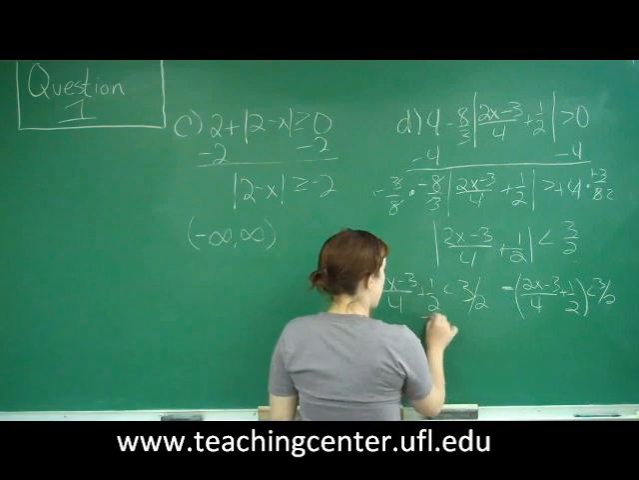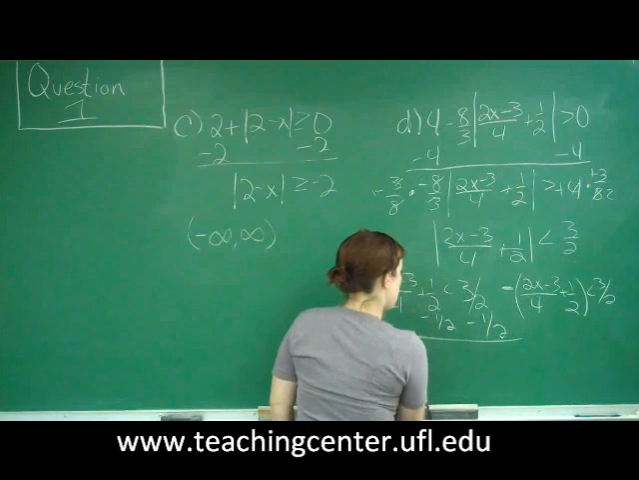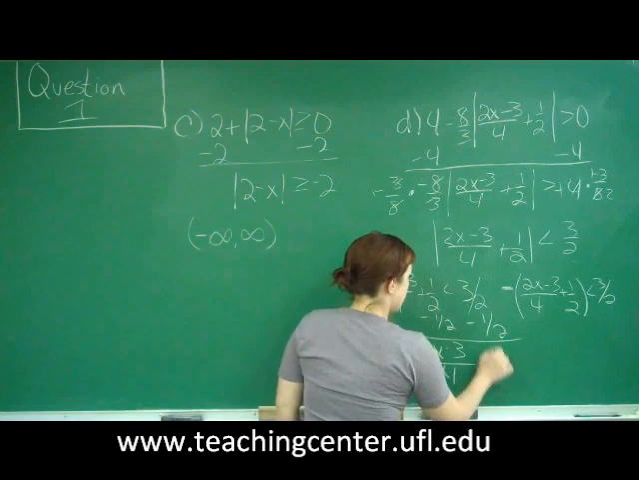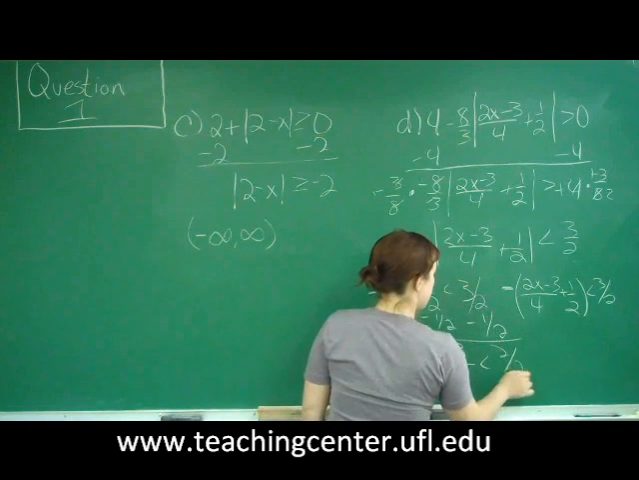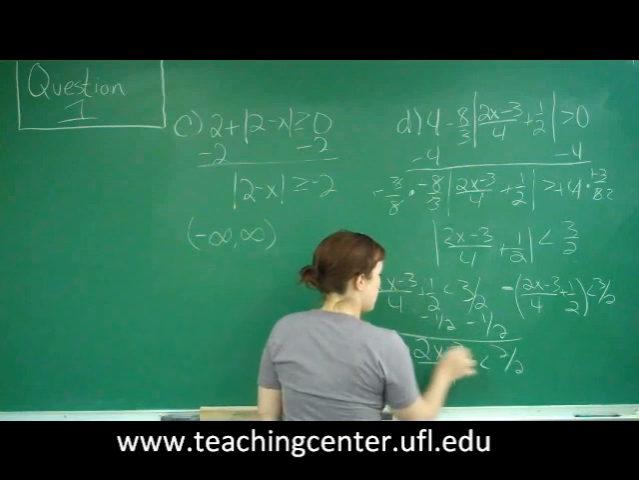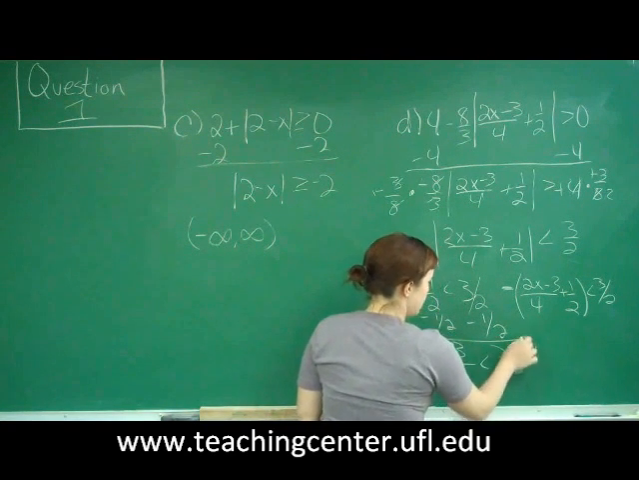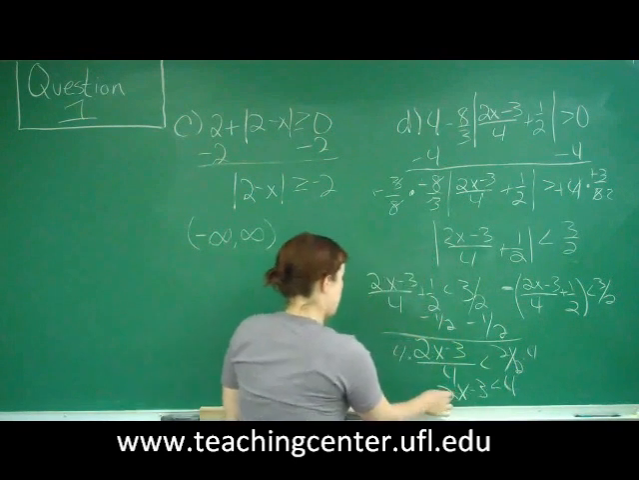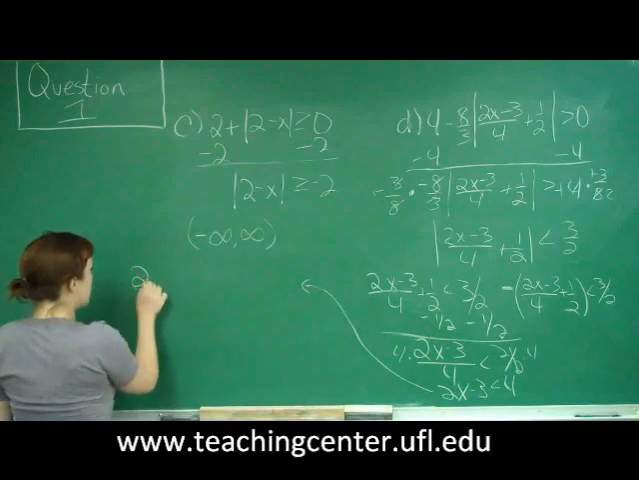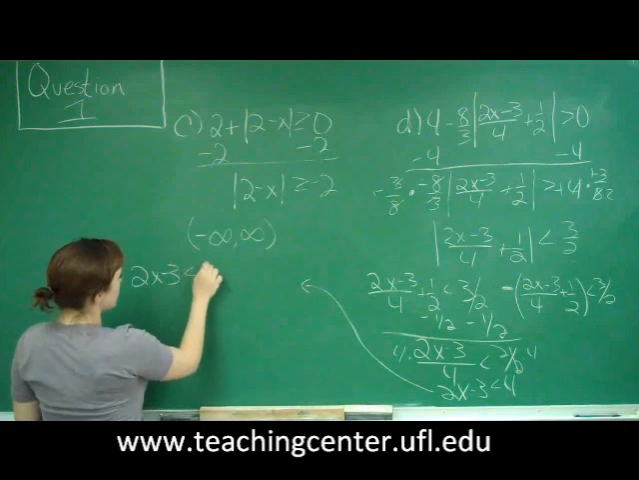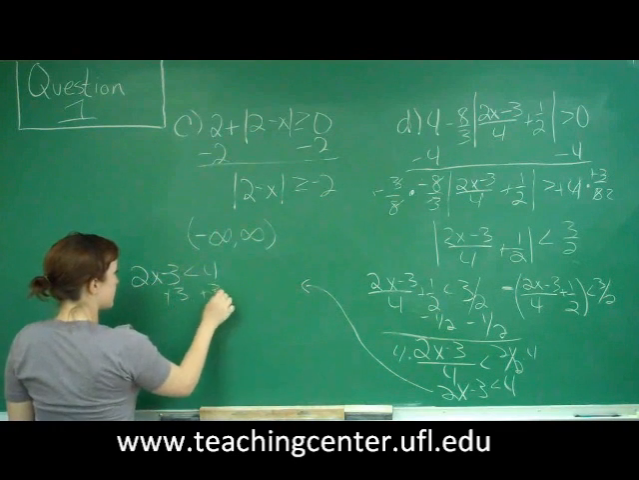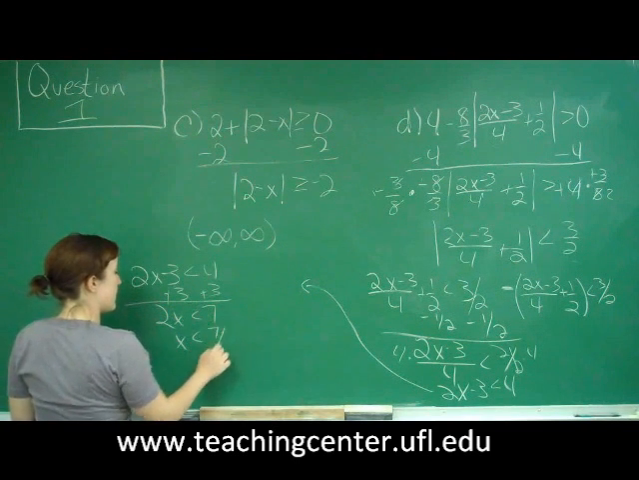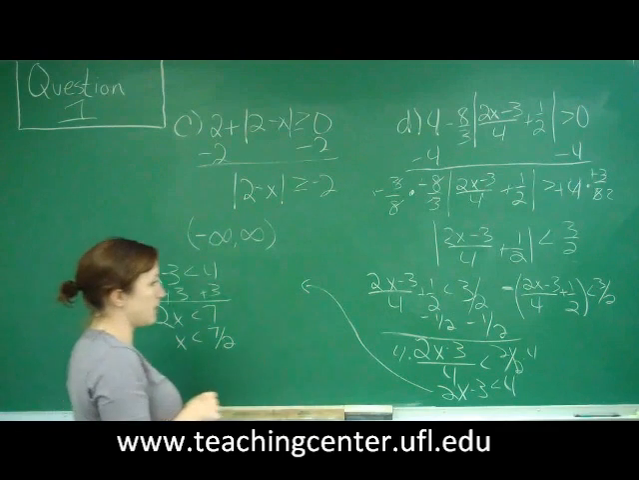So for this one, we subtract 1/2 from both sides, and we get (2x minus 3)/4 is less than 3/2 minus 1/2, which is 2/2. We multiply both of those by 4, running out of room here. This is just 1 times 4, so we get 2x minus 3 is less than 4. I'm going to add 3 to both sides. We get 2x is less than 7, so x has to be less than 7/2. So that's for the first one.